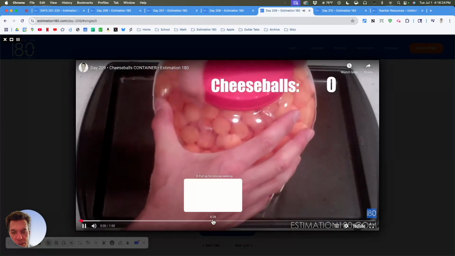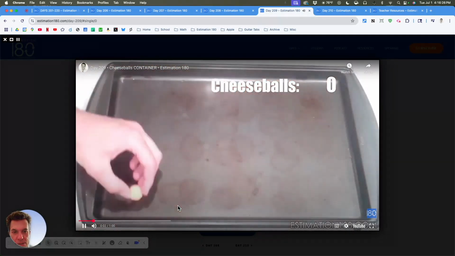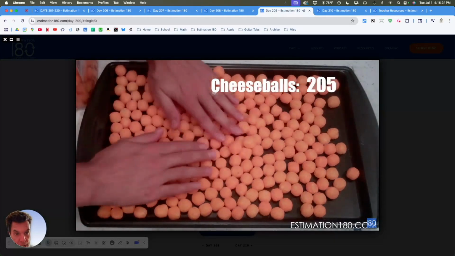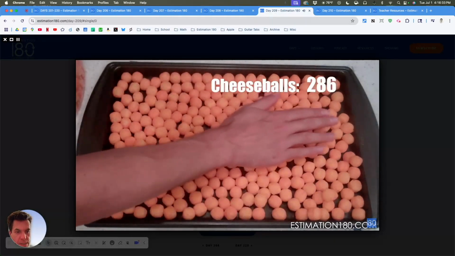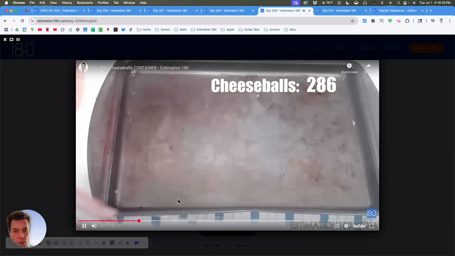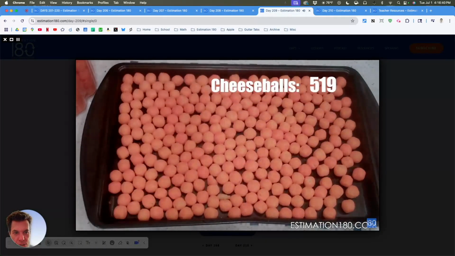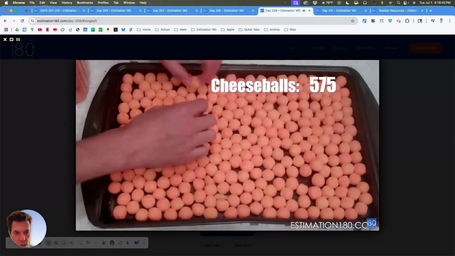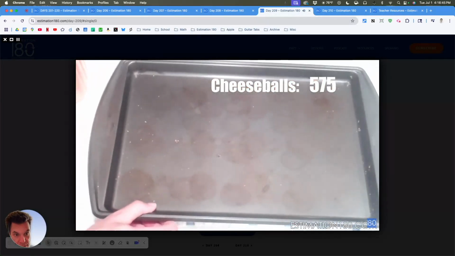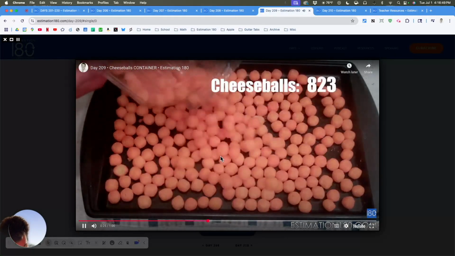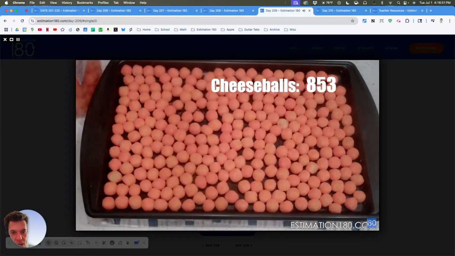All right, here we go. Cheese balls container. How am I going to do this? Yeah, we knew a tray had 286. We already saw that. Oh, that's right. I brought in a second tray. So we should get about 286 more, which was the 572. But wait, there's more? No! A third tray? Come on.